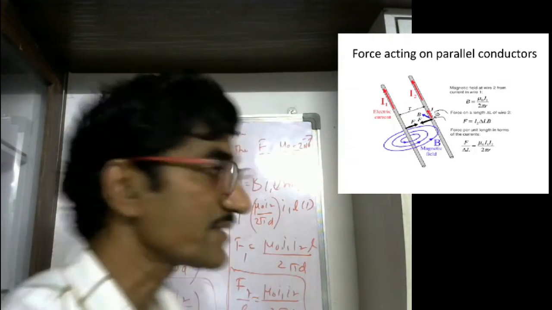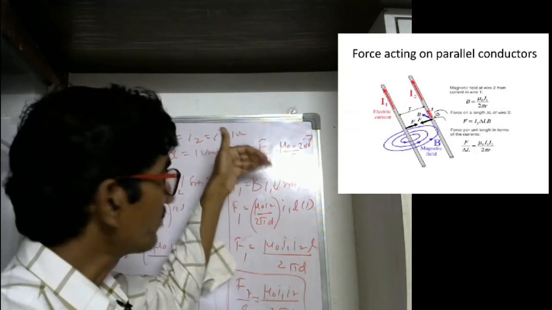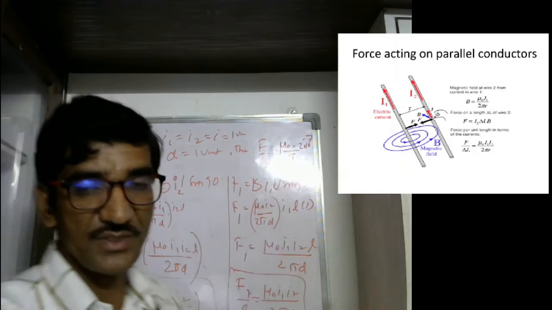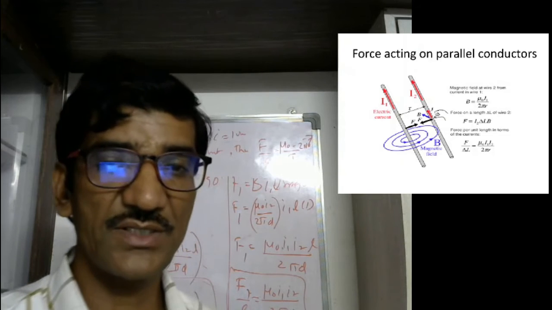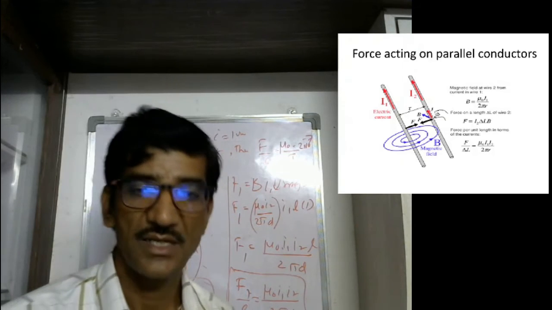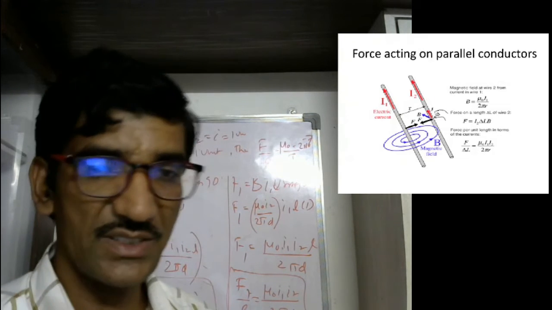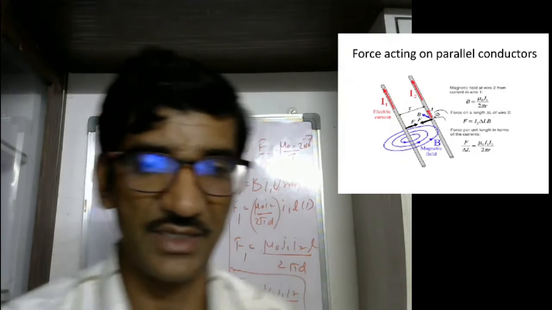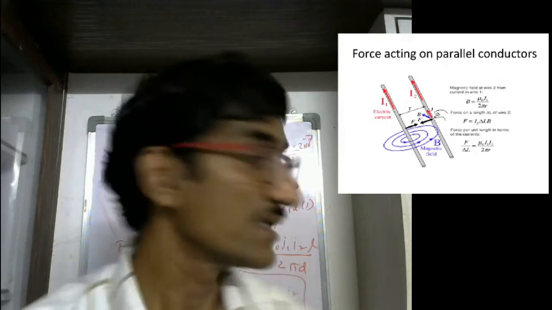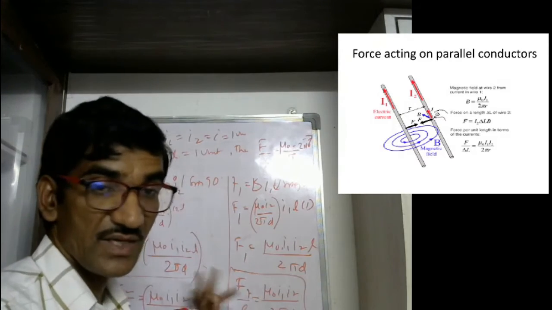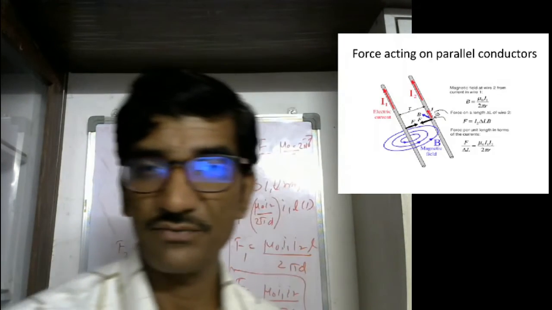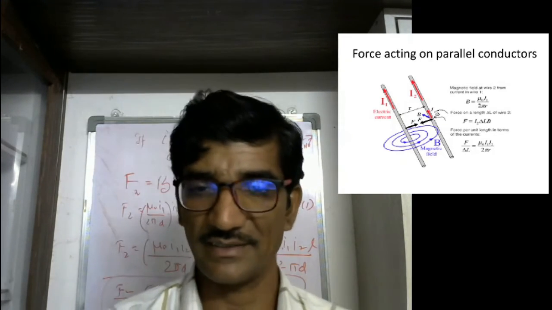1 ampere current is able to produce the mutual force between the two conductors of 2 into 10 to the power of minus 7 newtons. Then that quantity of current is known as an ampere. We use this. That is the importance of this formula. We may define the ampere, the SI unit for current, by using this formula. This is about the force acting on parallel conductors.